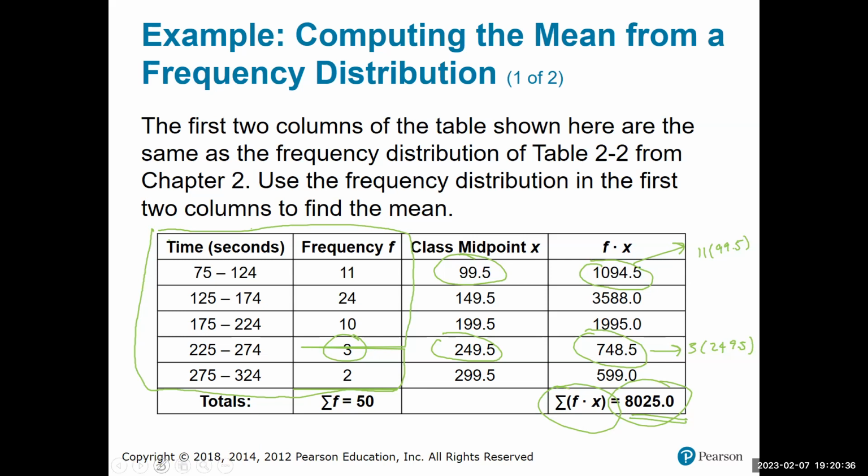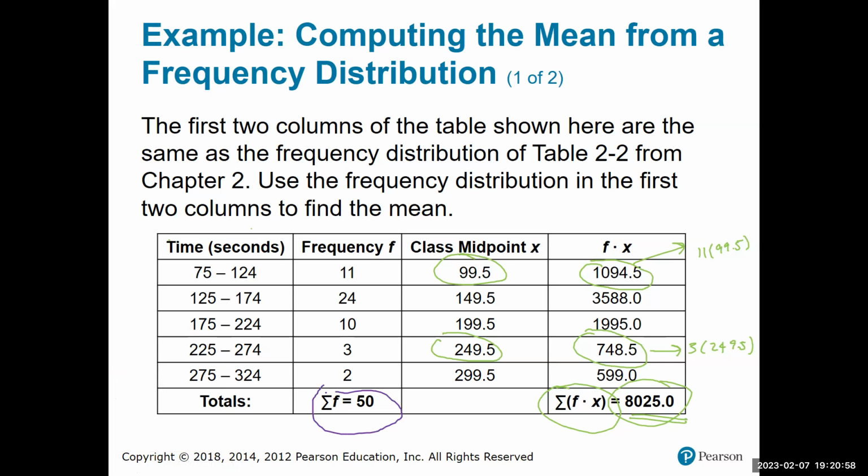By the way, that's just going to be your sample size. But if you add up all of your frequencies, 11 plus 24 plus 10 plus 3 plus 2, you're going to get the sum of F. And why do we need that? Well, it's part of our formula.